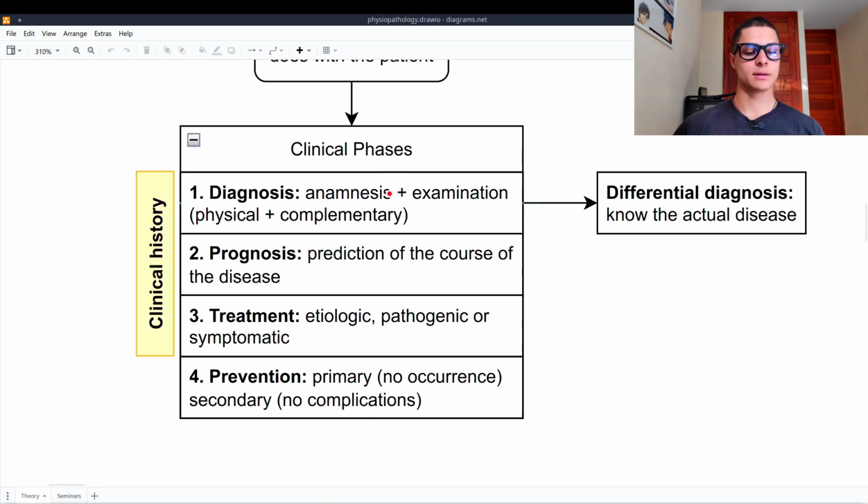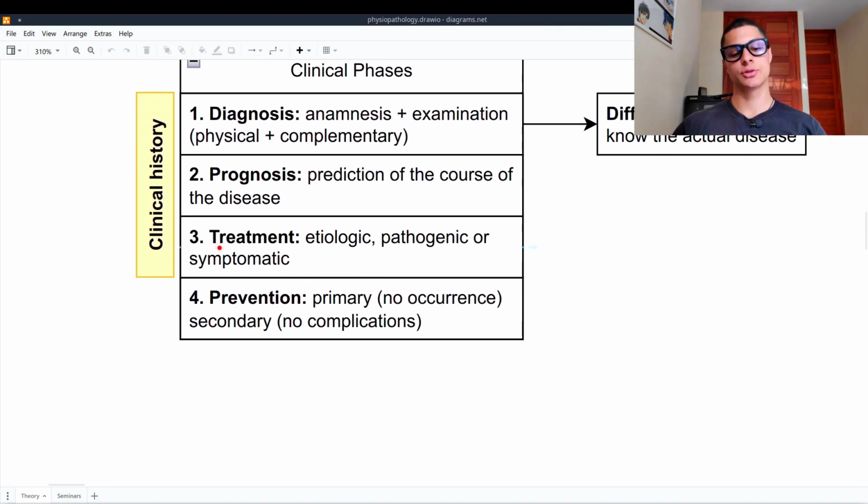The clinical phases are four. The first one is the diagnosis, in which we have the anamnesis. These are the symptoms that the patient has and tells to the doctor. Then there is the physical examination, which are the signs that the doctor sees in the patient, and also complementary examinations when needed. There is also the differential diagnosis, because many diseases have the same symptoms and signs, so we have to know actually what disease we are treating. Then there is the prognosis, which is the prediction of the course of the disease. So what is the expectation of it?